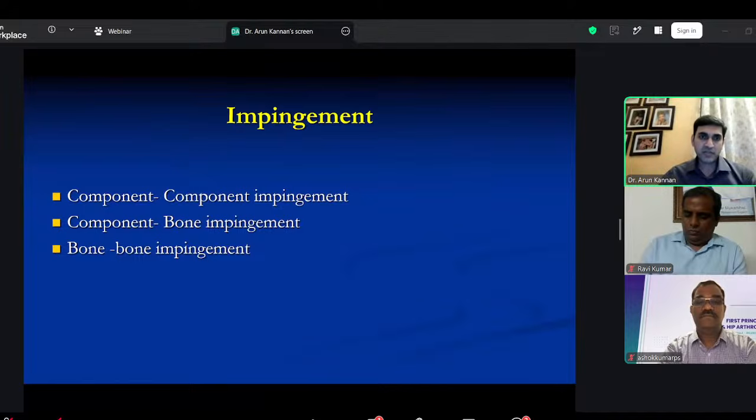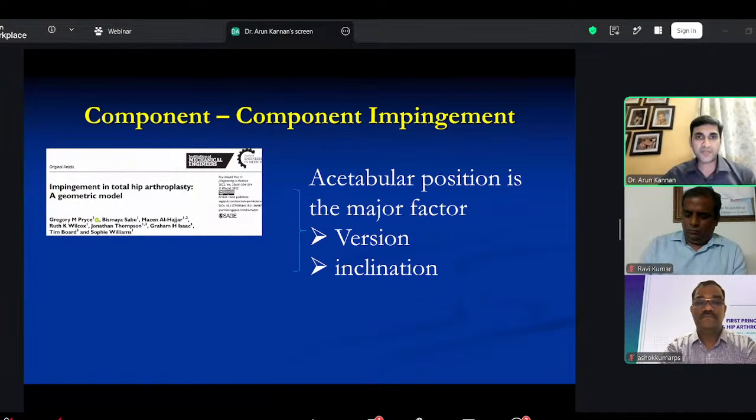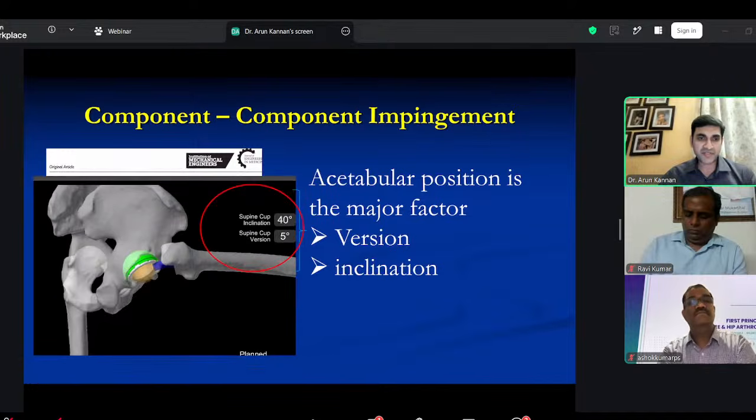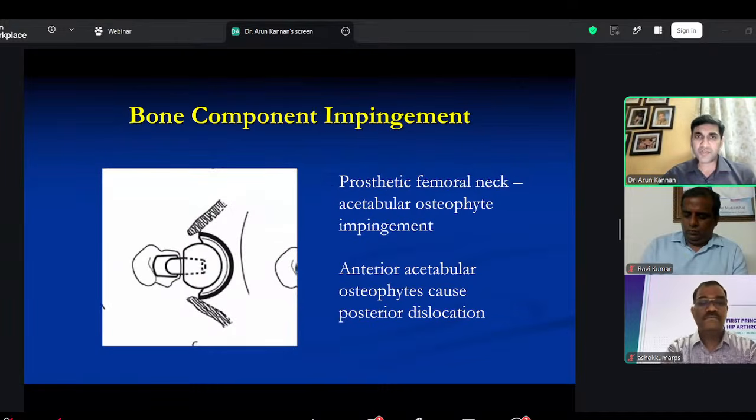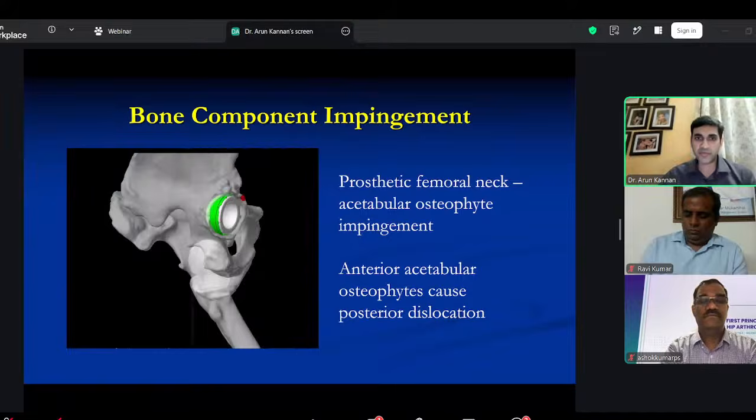Impingement can be divided into three parts: component, bone, and component-bone impingement. Component impingement, acetabular position is the major factor. Suppose if you have retroverted the cup to about 5 degrees instead of the normal 20 degrees, there will always be anterior impingement and posterior instability. Component bone impingement happens often due to anterior osteophytes on the neck or the acetabulum, and these have to be removed.